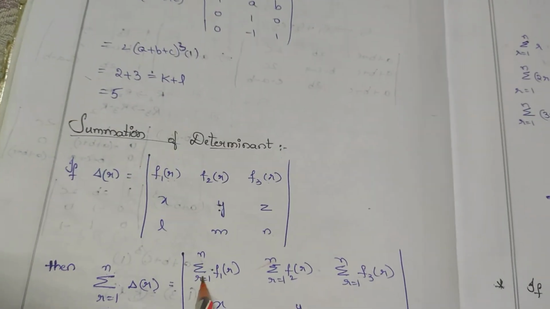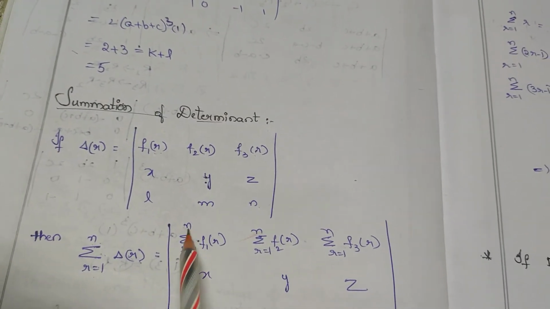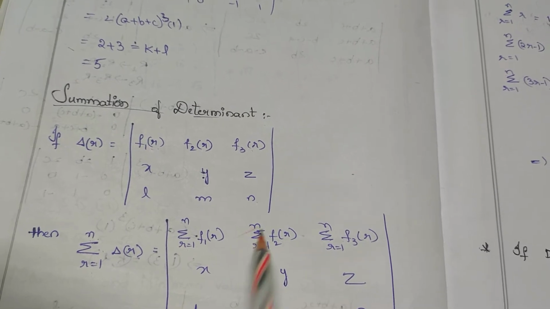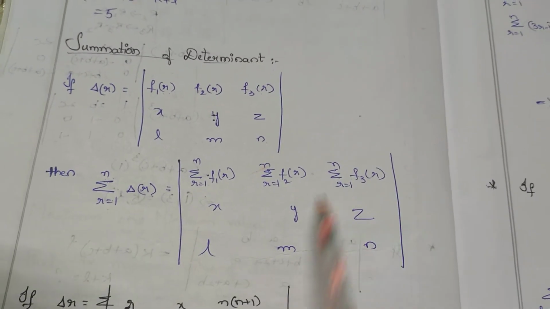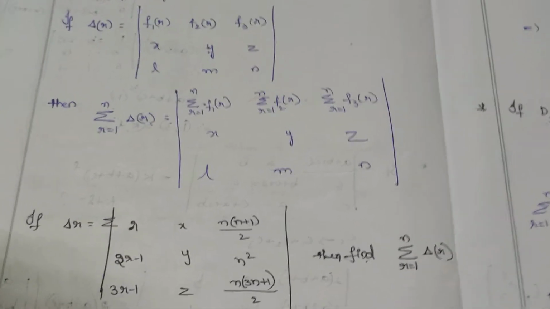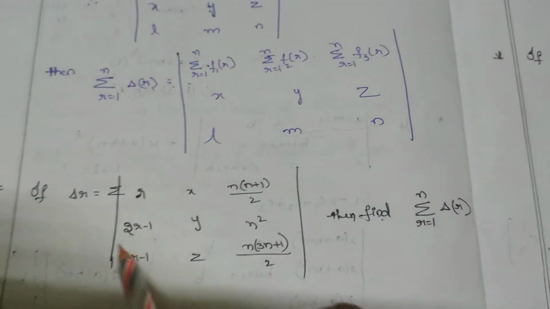So the first row entries are sigma r is equal to 1 to n of f1 of r, sigma r is equal to 1 to n of f2 of r, sigma r is equal to 1 to n of f3 of r, and the second row and third row are written as they are. Based on this, take one problem.